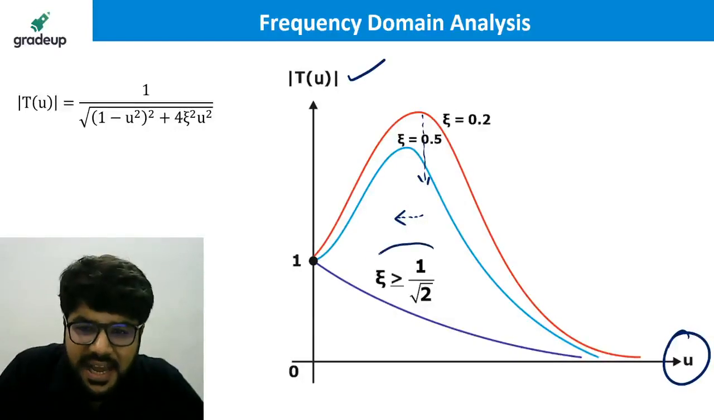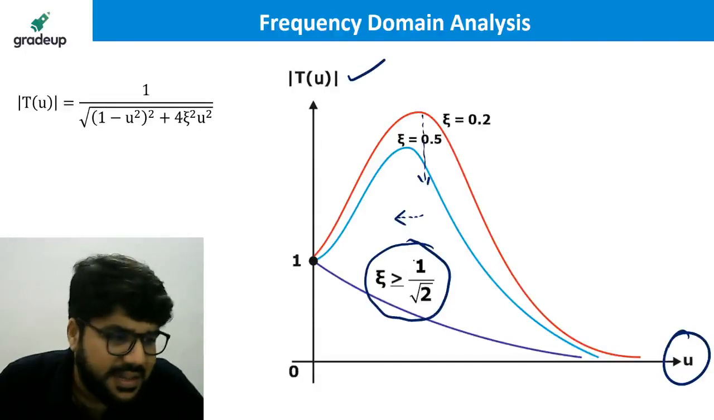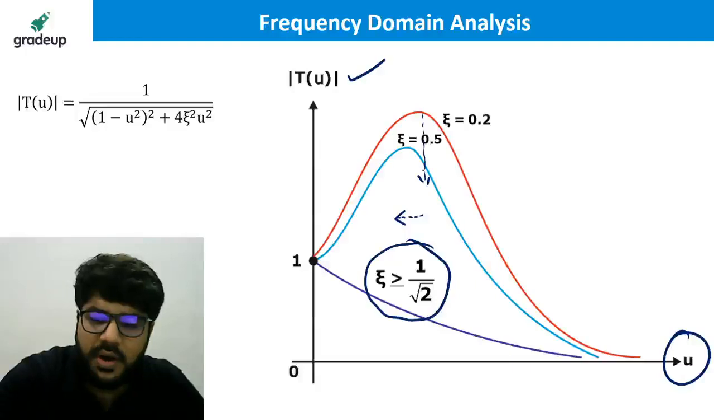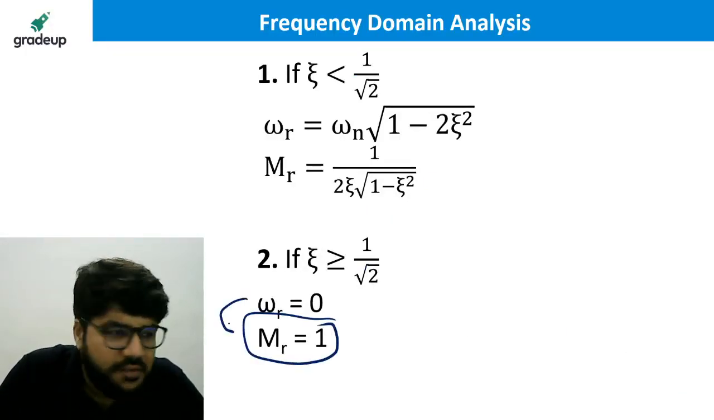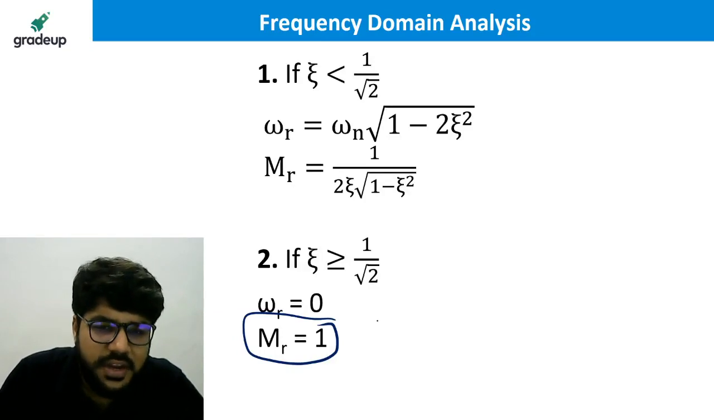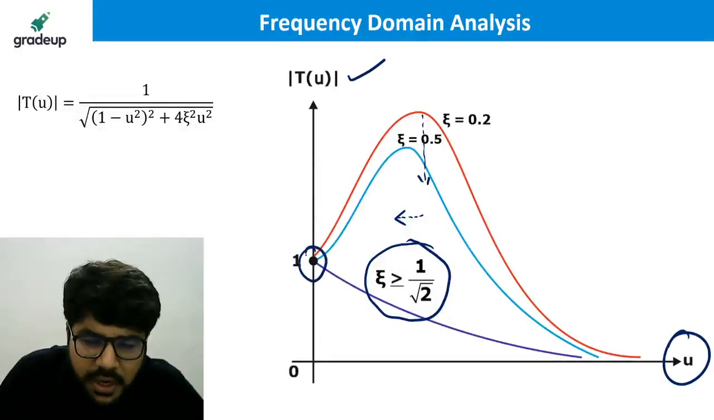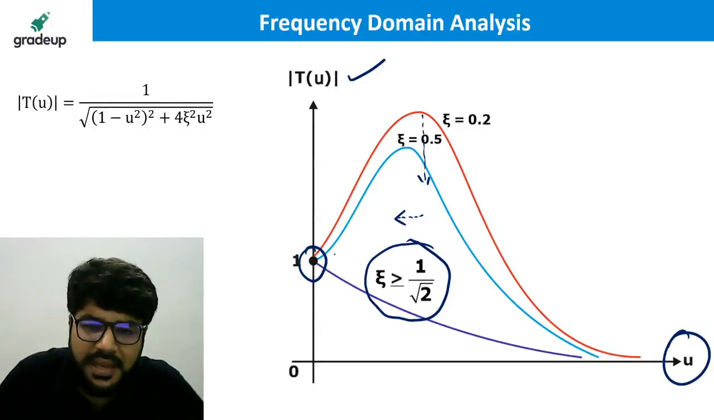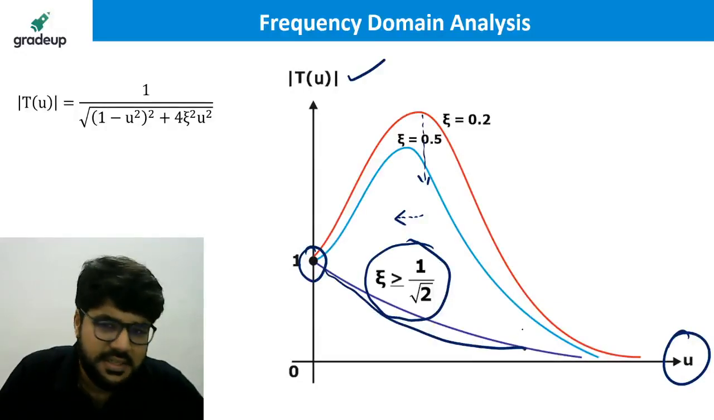But when zeta is greater than or equal to 1 by root 2, in that case, guys, what will happen? As I told, in that case the resonant peak is just equal to 1, and that is obtained at what frequency? That is obtained at 0 frequency, that is, only in the beginning. If at all there is any resonant peak, it is only at this point, the beginning. And beyond that, the function just decreases. There is not going to be any other peak. So the maximum value is at 0, and then the magnitude function decreases.